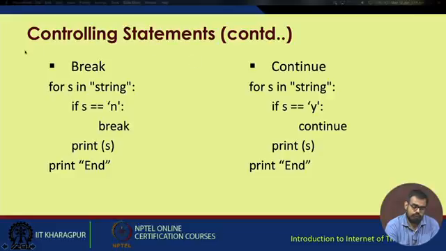Then you have various other controlling statements like break. So for s in string, string may be anything. So let us say this is the string, then colon, then indentation. If s equal to n, it compares. If s is equal to n, then it breaks, it prints s, and then prints end, right? And then continue. For s in string, if s equal to y, it continues, then prints s, and then end.